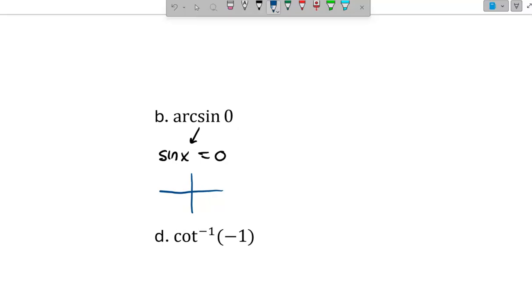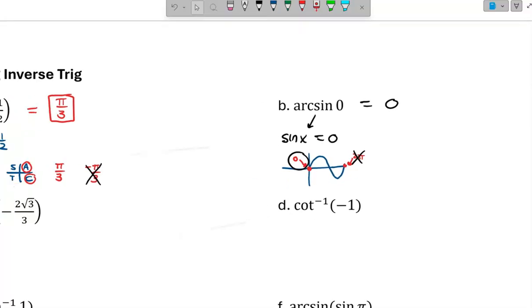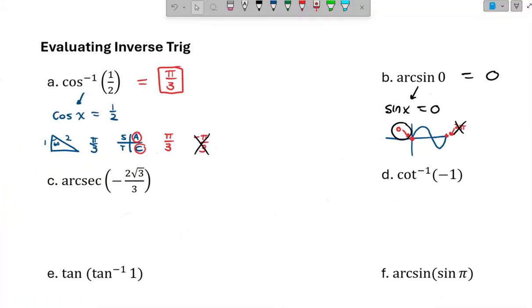So I'm going to look at the sine function. This is the graph of sine, and we see that 0 would be here as well as here. That's 0 and that's 2 pi. But remember, the domain of sine, as I showed you in the beginning of the video, is negative pi over 2 to pi over 2. So the answer we're going to reject is the 2 pi, and we're going to accept 0 as our answer here.